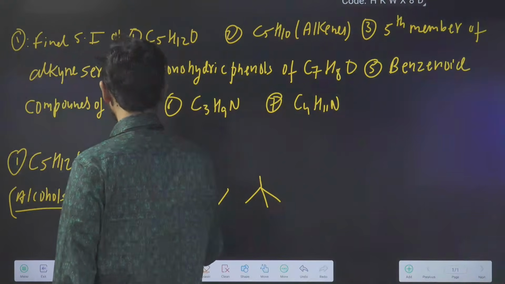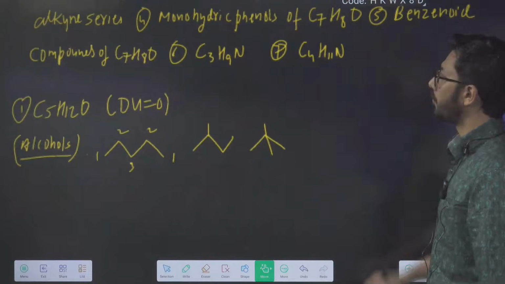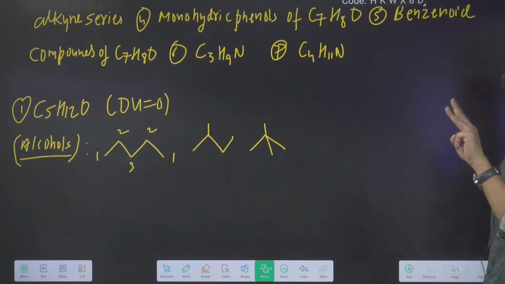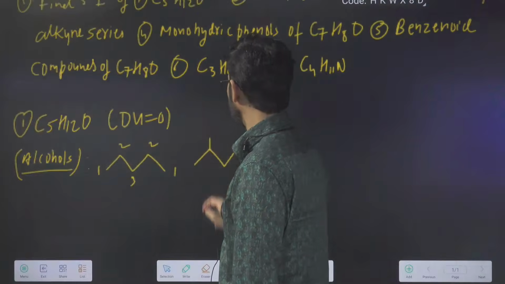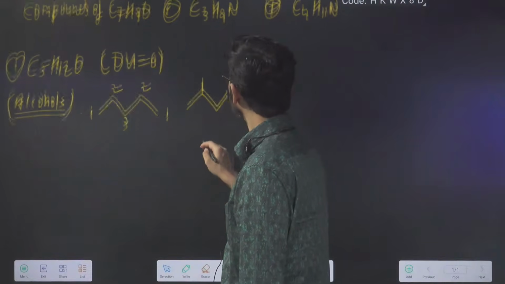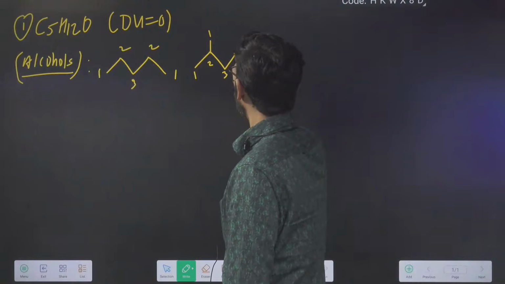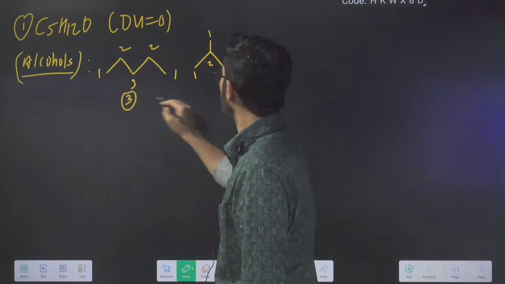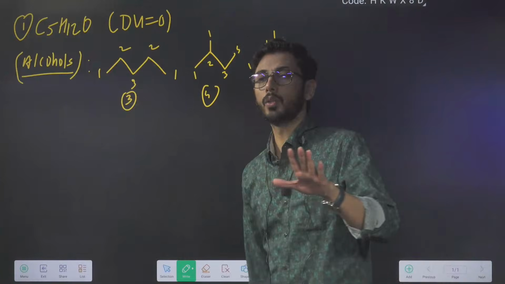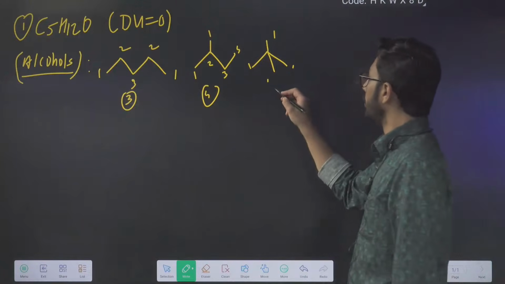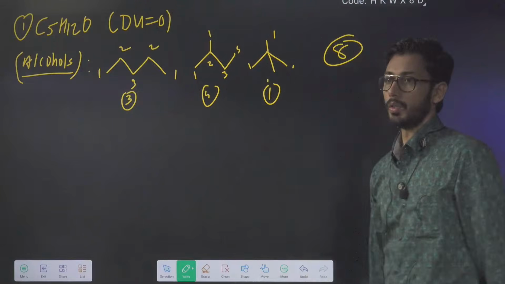1, 1, 2, 2, 3. It means with the parent chain of 5, you will get 3 structural isomers of alcohol. Then 1, 1, 2, 3, 4. So here 3, here 4, and here all at this position. The middle carbon is already bonded to 4 carbons, not possible. So the answer is 8 structural isomers of alcohol.